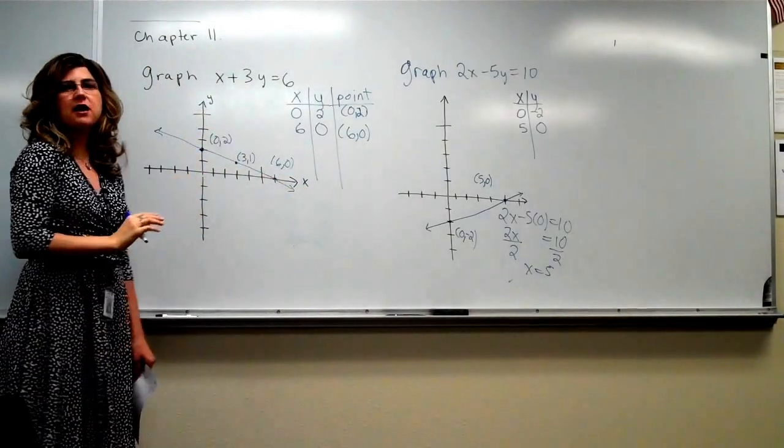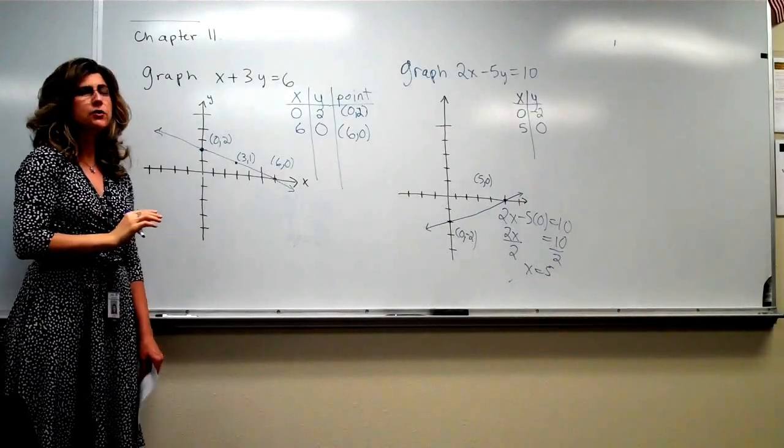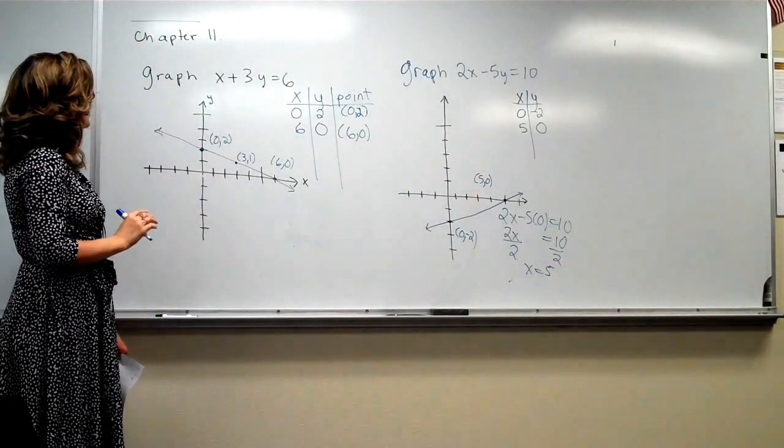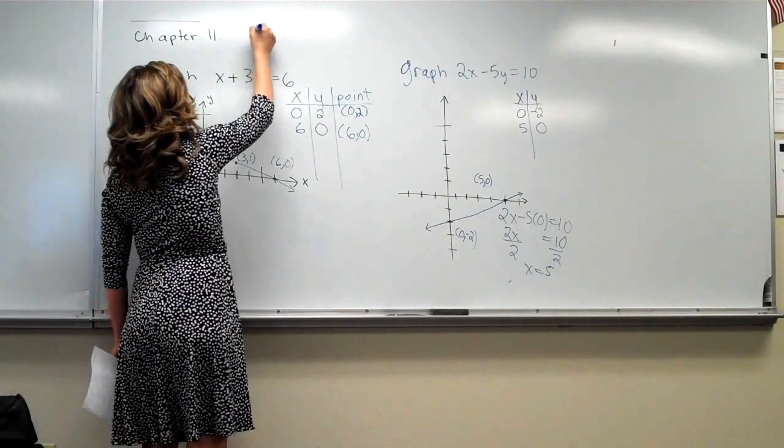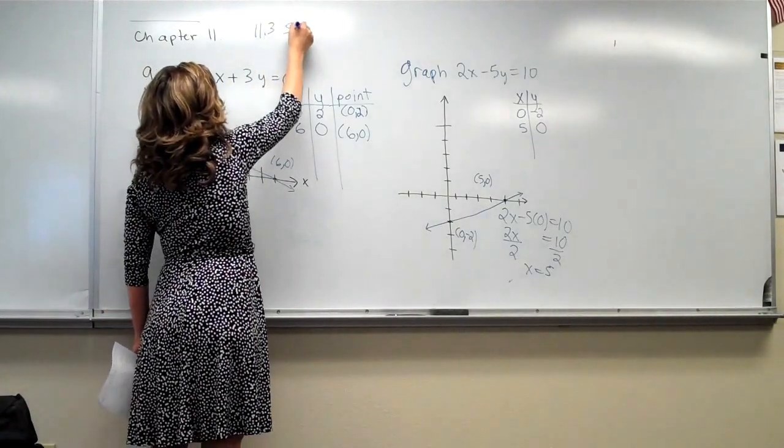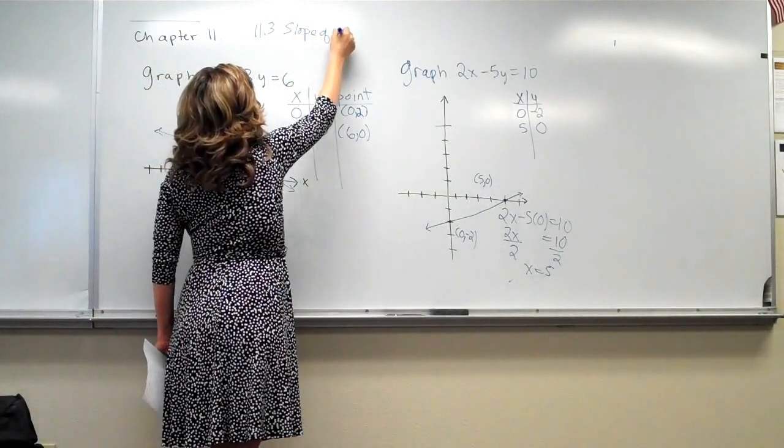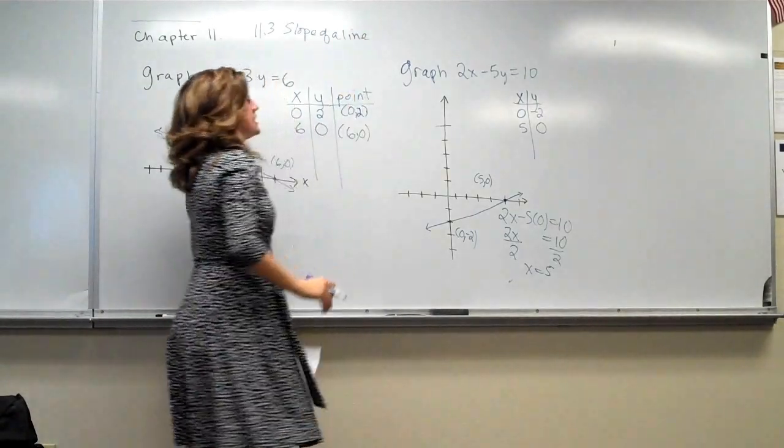All right, so now let's talk about the slope of the line. This type of problem is covered in sections 11.1 and 11.2, but slope of a line is covered in 11.3. The slope of a line is a measure of its steepness.